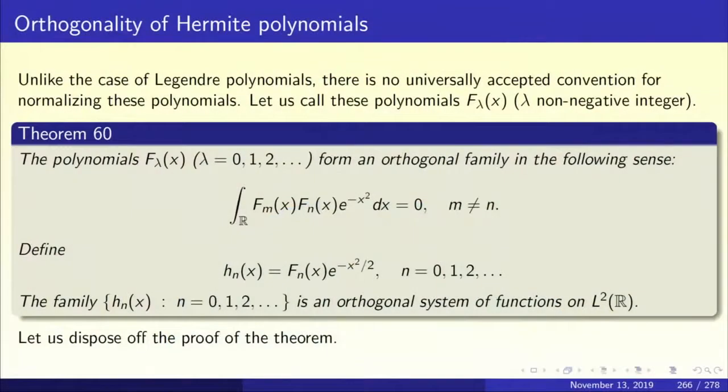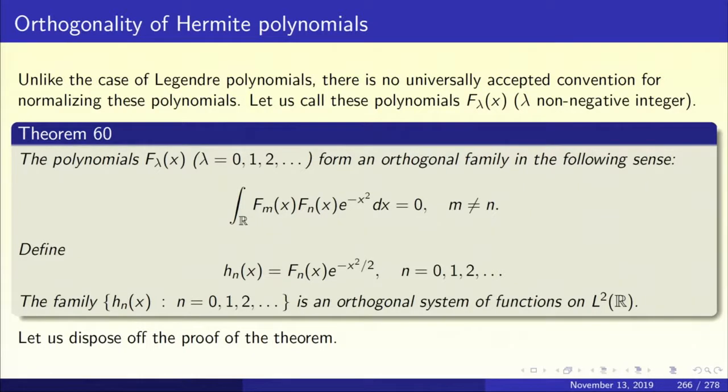Now what happens is that we look at this integral and we look at this e to the power minus x squared and we split it and we give part of it to fm and part of it to fn. So we define hn(x), little hn(x), equal to fn(x) into e to the power minus x squared by 2. And these functions hn(x) are called Hermite functions, and what the integral says is these Hermite functions are orthogonal functions with respect to L2 of R, namely the integral over R of hn(x) hm(x) dx is 0.